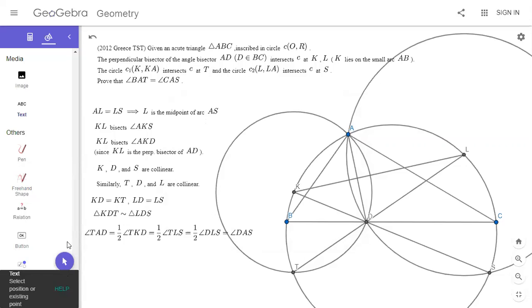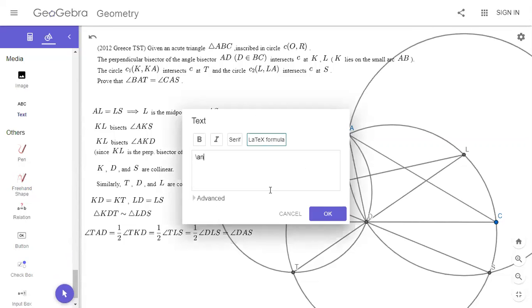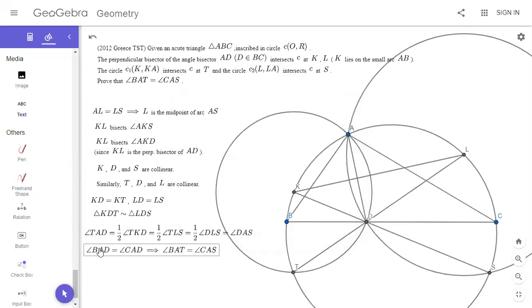And then since BAD equals CAD, that solves the problem, because that means that angle BAT is equal to angle CAS. All right. Move on to the next problem.